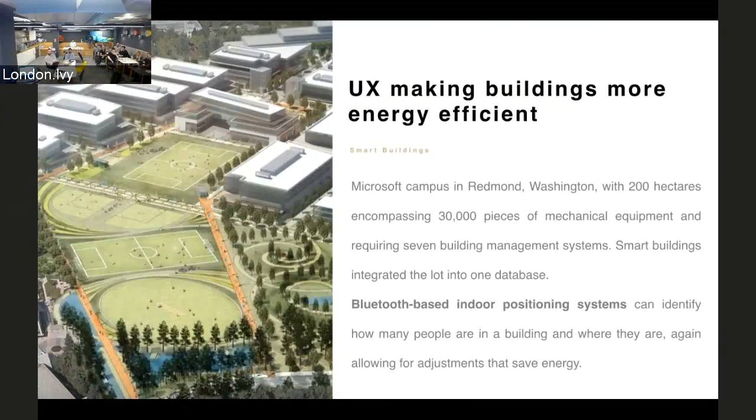So this is another example, but this is more focused on being energy efficient. There's Microsoft's campus in Washington, and they have about 30,000 pieces of mechanical equipment hidden in this indoor Bluetooth system that's integrated into the whole campus that can identify how many people are in a building at a certain time. And yes, this can be done in single buildings, but I think the whole idea about having this smart network is building all together so you can have a larger database and find out better details of how many people are going to be in a building, how long you might have to keep the lights on, the heating on, and save a large amount of energy.